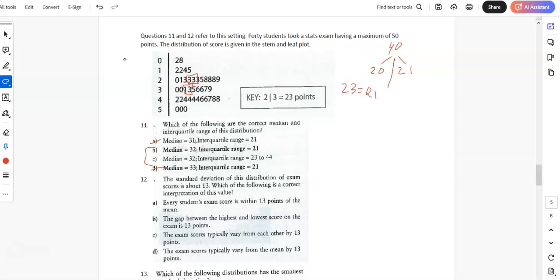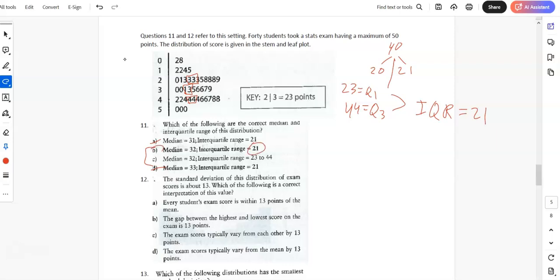And the 10th and 11th were on the other side. 1, 2, 3, 4, 5, 6, 7, 8, 9, 10. So 44 is Q3. IQR, 44 minus 23, 21.